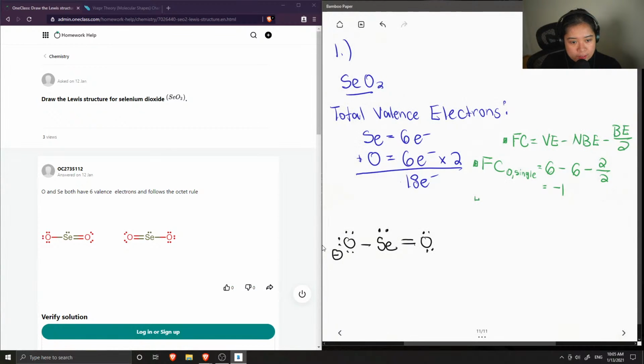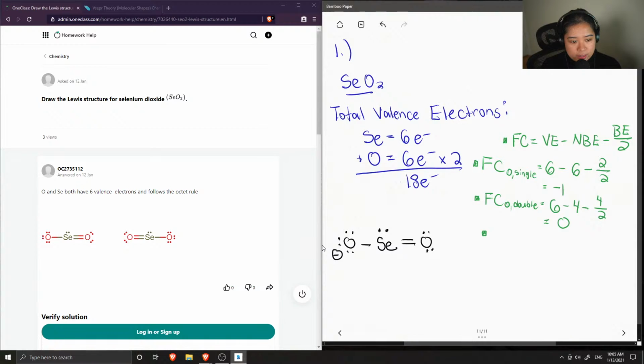And in the case of our double bonded oxygen, it also has 6 valence electrons. Now it has 4 non-bonding electrons. And there's a double bond, so we have 4 bonding electrons in total, divided by 2. So this oxygen is neutral.